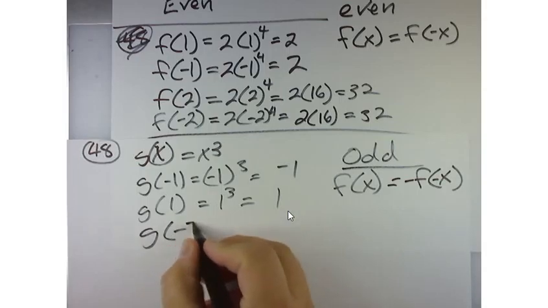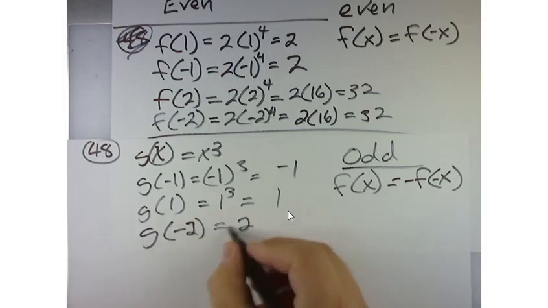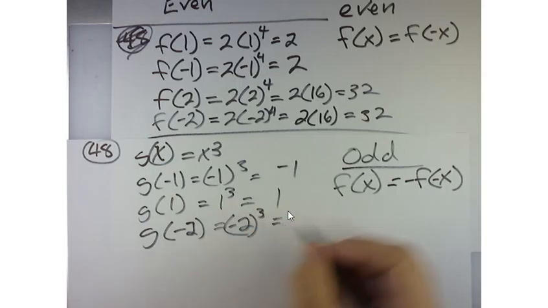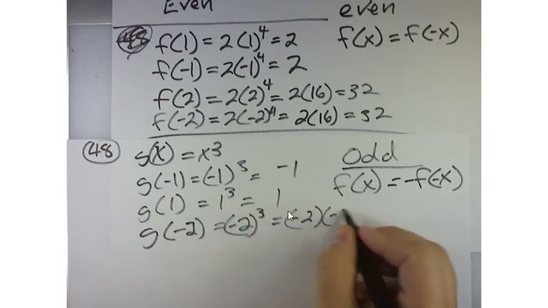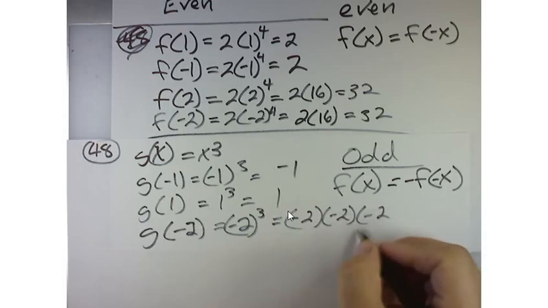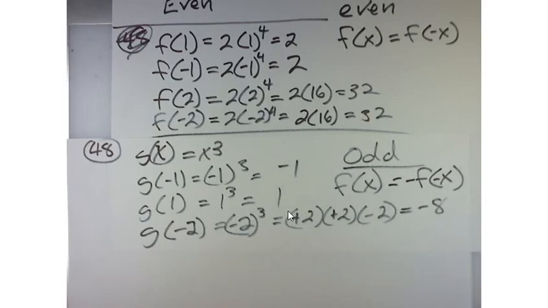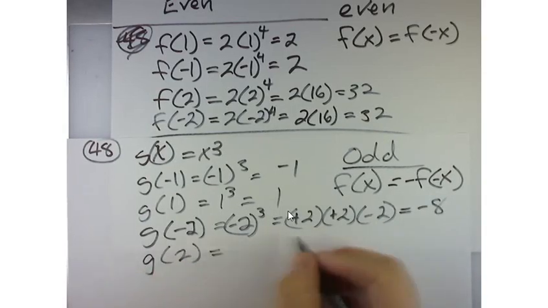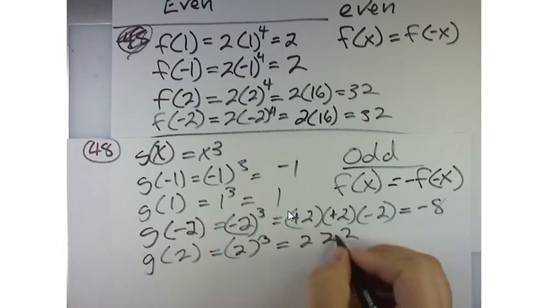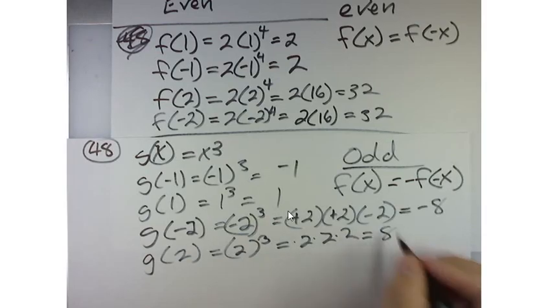If I say -2, I get -2 cubed. That's -2 times -2 times -2. Well, these negatives cancel, but the overall answer is still -8. Now, if I plug in +2, I get 2 times 2 times 2, which is equal to +8. See how that works? Now, if I don't have a relationship like that, then I will get neither.